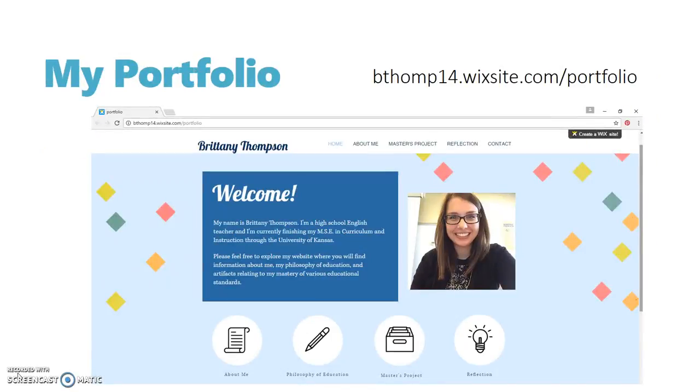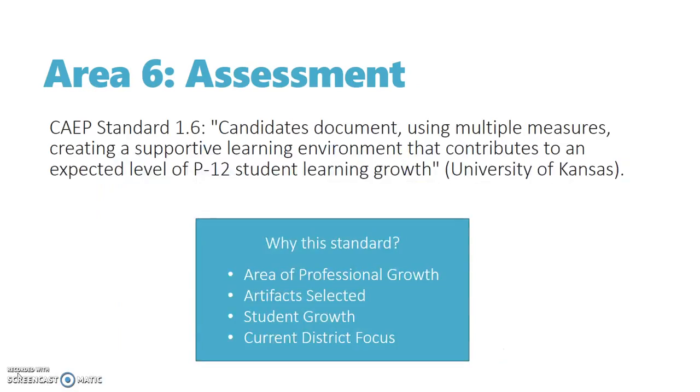My e-portfolio details what I've learned and how I've grown as an educator over the course of the last 2 years in the curriculum and instruction program. While there are many areas I feel I have greatly increased my knowledge and skills, one in particular illustrates my growth as a professional. Area 6 revolves around assessments.